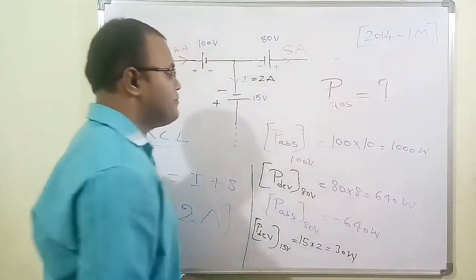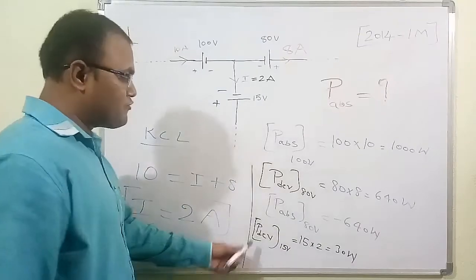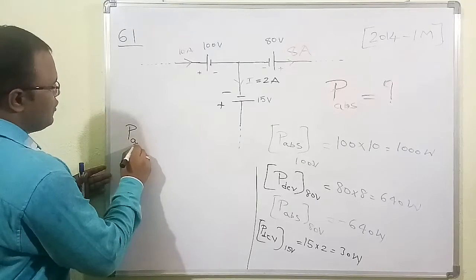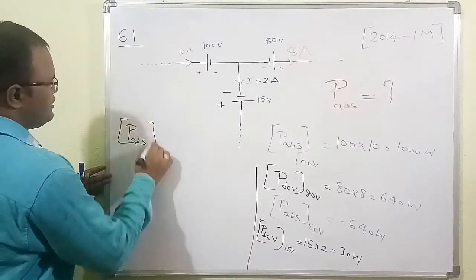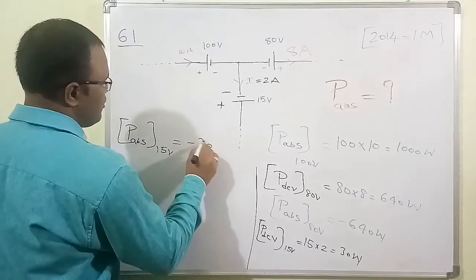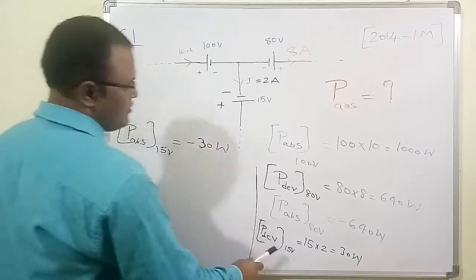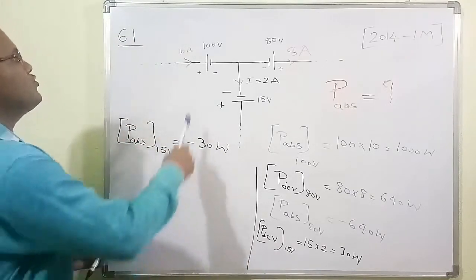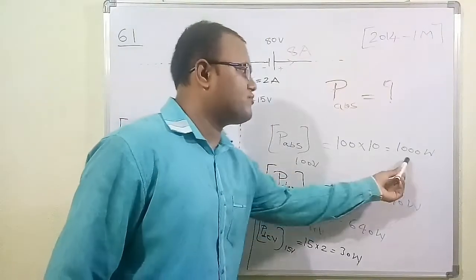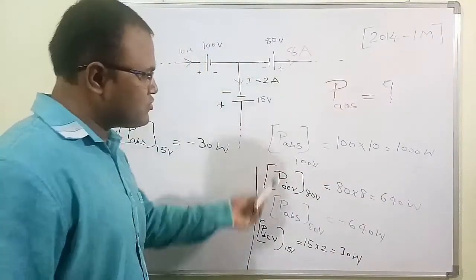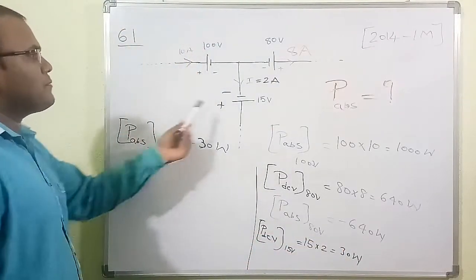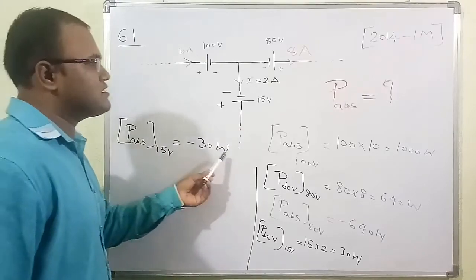But we need to figure out the power absorbed by the 15 volt source. So the power absorbed by the 15 volt source is the negative of the previous value, which is minus 30 watt, the reverse of the previous value. Therefore the 100 volt source is going to absorb a power of 1000 watt, the 80 volt source is going to absorb a power of minus 640 watt, and finally the power absorbed by the 15 volt source is equal to minus 30 watt.